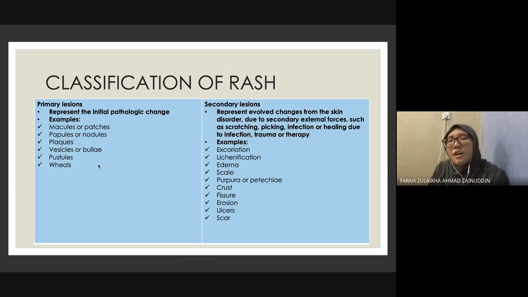So how can we classify rash? It is between primary lesions and secondary lesions. Primary lesions mean that the rash itself represents the initial pathological changes, like macules or patches, papules, plaques, vesicles or bullae, pustules or wheals. However, a secondary lesion represents evolved changes from the skin disorder due to secondary external forces such as scratching or picking, or infection, or healing. For example, in atopic dermatitis, you can see lichenification, excoriation, and scaly skin.